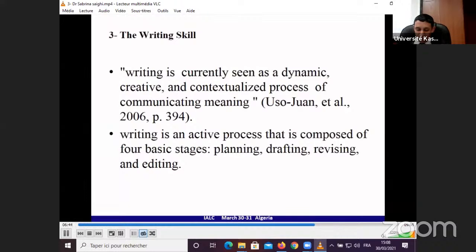However, the view has changed through time. The focus now is seeing writing as a process rather than a product. So writing now is seen as a dynamic, creative, and contextualized process of communicating meaning. The aim of writing is to communicate meaning, to understand something through writing. Therefore, writing is an active process that is composed of four basic stages: planning, drafting, revising, and editing.